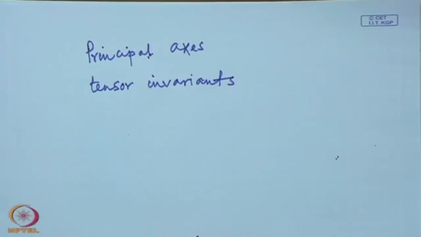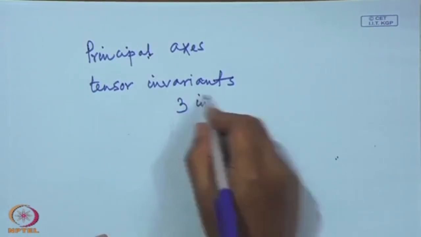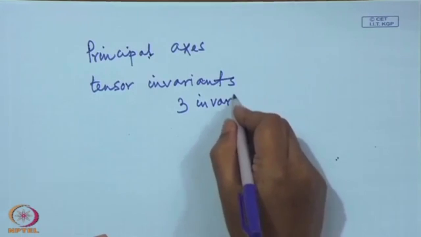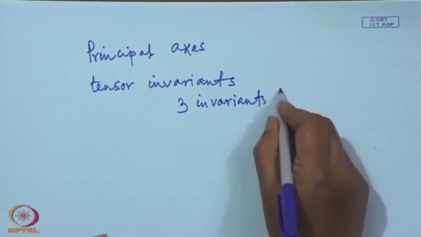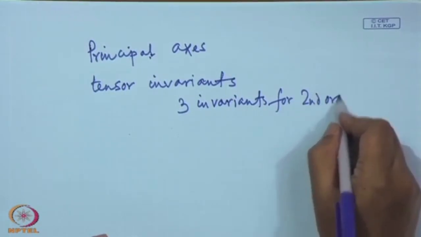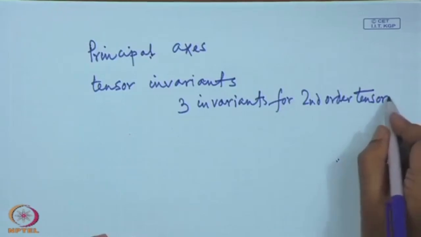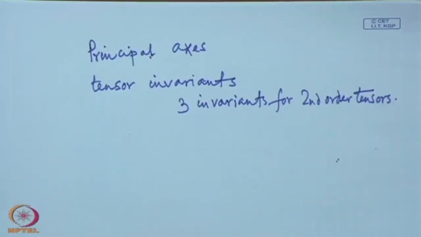Tensor invariants. A second order tensor has three tensor invariants. Three invariants for a second order tensor. Now, see, the tensors are represented by matrix.